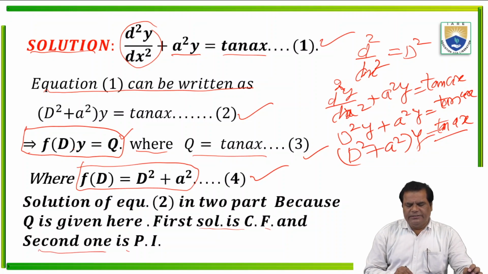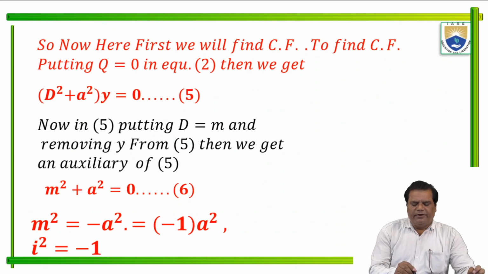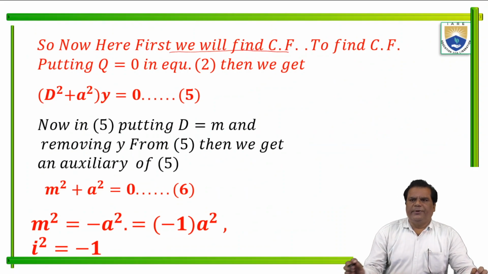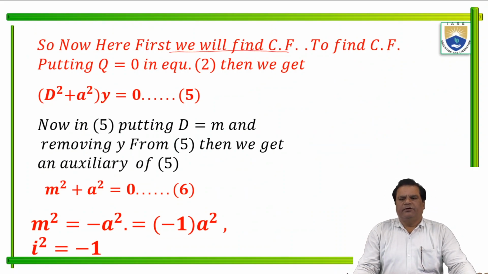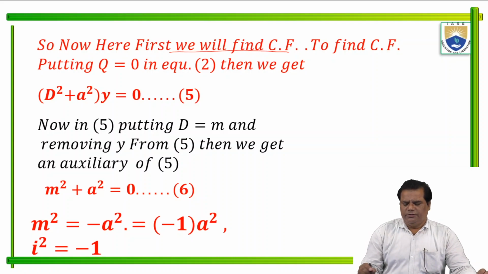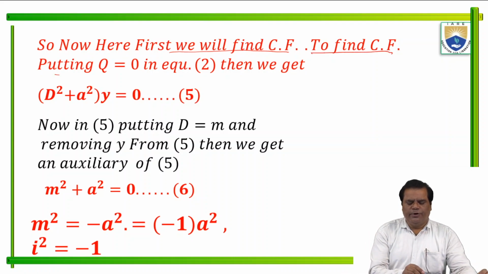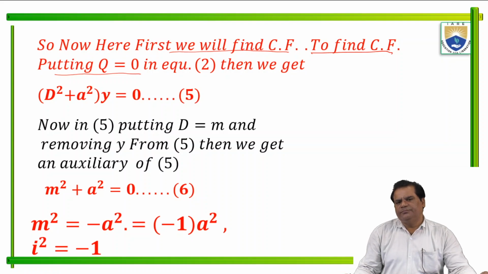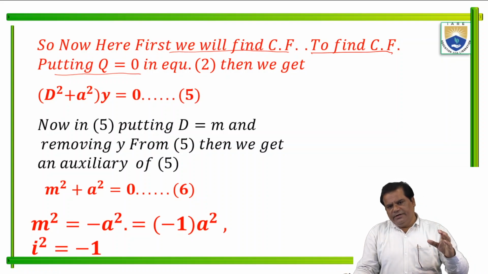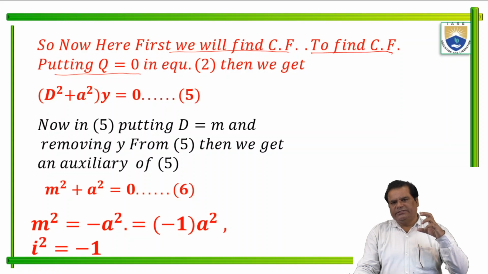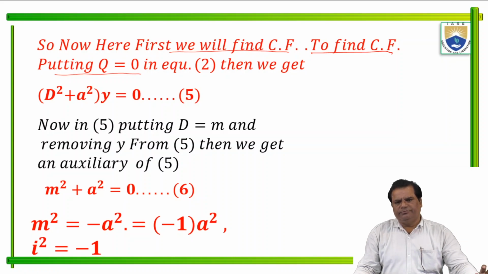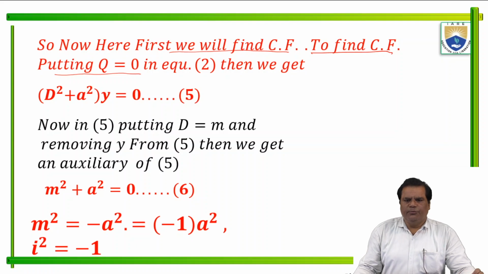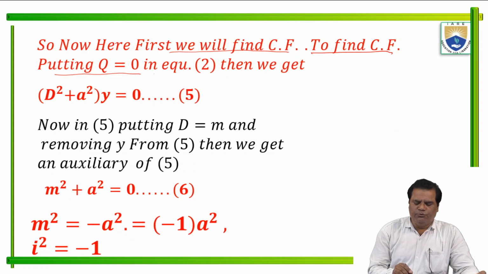And second one is pi. So now here first we will find the complementary function of the given differential equation. To find CF, we put q equal to 0. If q is given and we want to find the CF, the complementary function, then we must take q as 0 for some time. For finding the complementary function, putting q as 0 in equation 2.